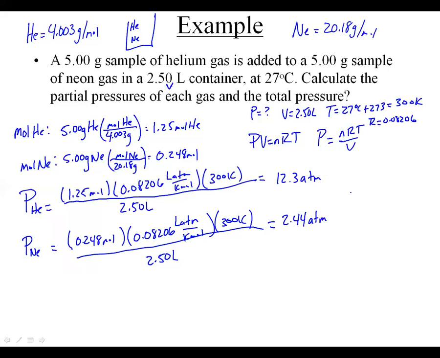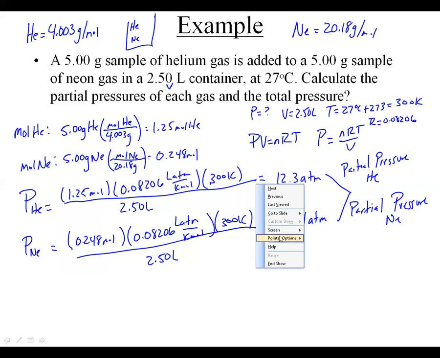Now, each of these represents, again, the partial pressure of helium. And the bottom one is the partial pressure of neon. Any questions on those calculations there?